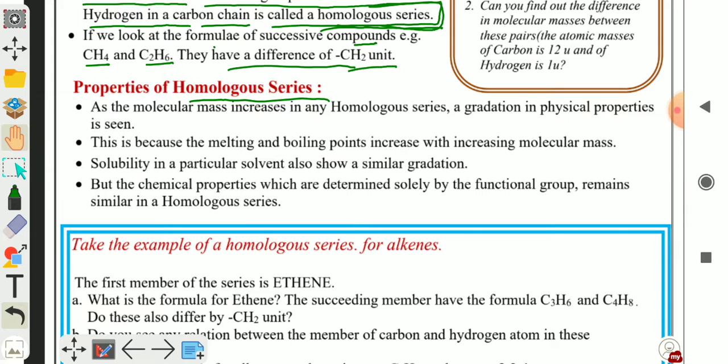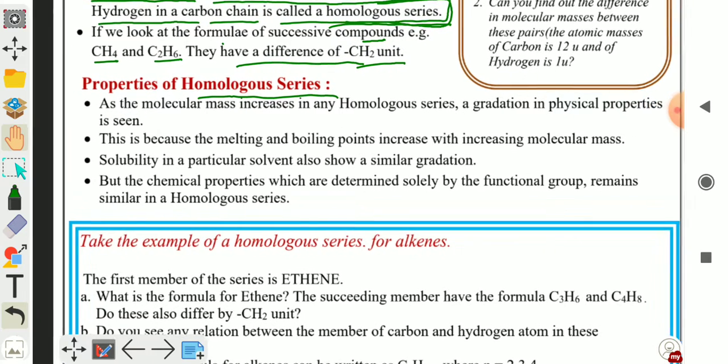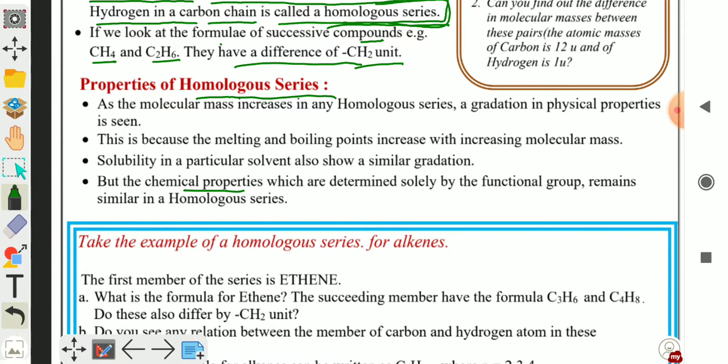Solubility, boiling point, melting point, all these are physical properties of the compound. But the chemical properties, which are determined solely by the functional group, remain similar in the homologous series. So chemical properties are decided by the functional group present in the compounds, while the physical properties show regular gradation with increasing molecular mass of the compounds.